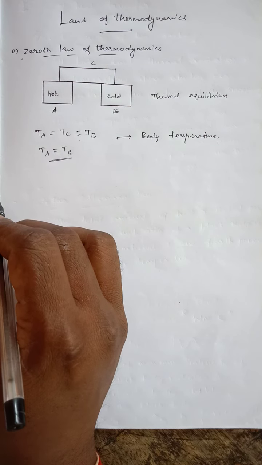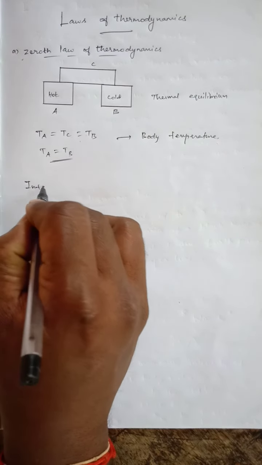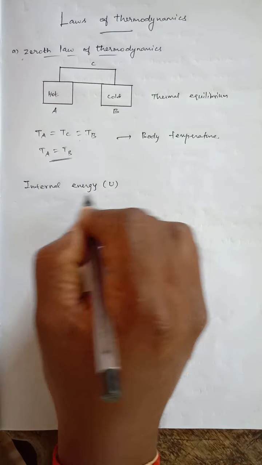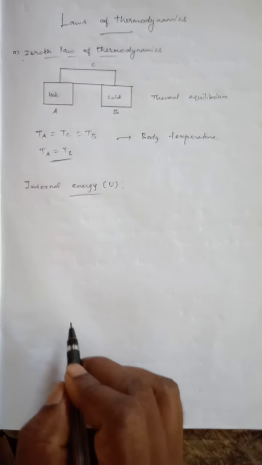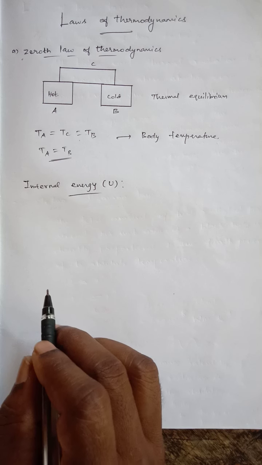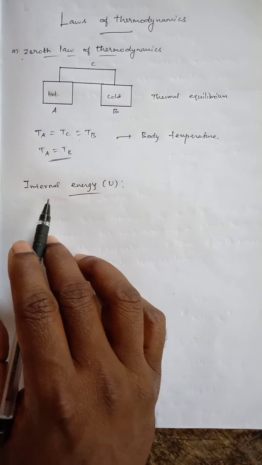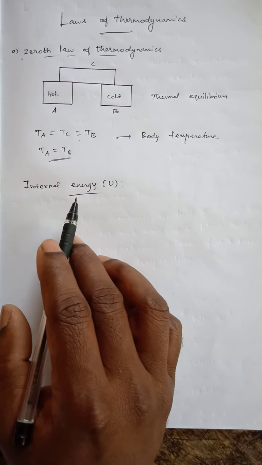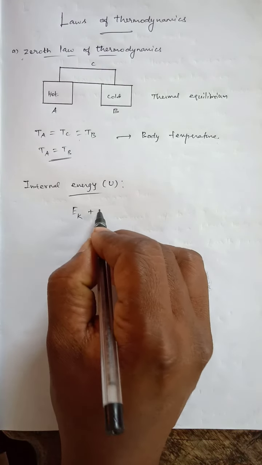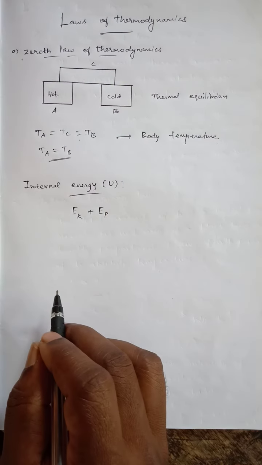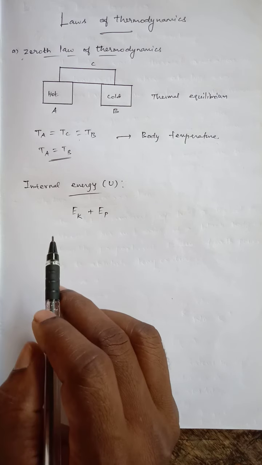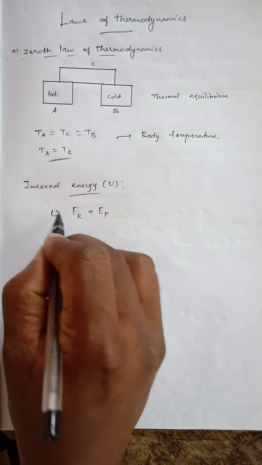Next we will see internal energy. Its symbol is U. Internal means the energy you get from inside the body or any material. So the internal energy of a thermodynamic system is the sum of the kinetic energy, whose symbol is EK, and the potential energy EP, of the molecules of the system. That is called internal energy.